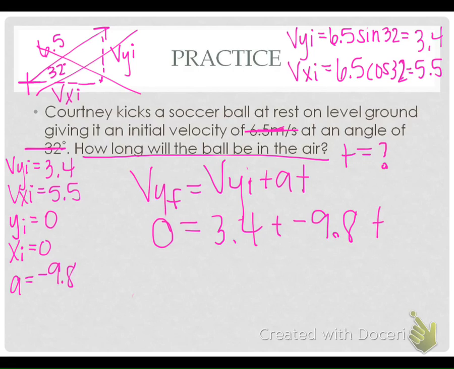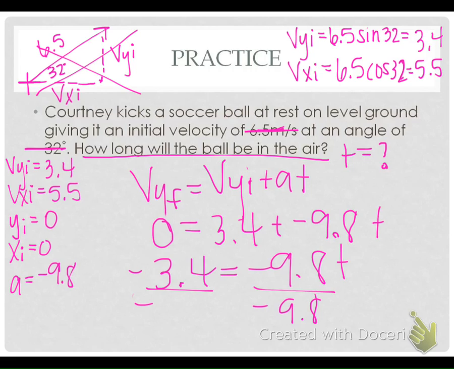So we move 3.4 to the other side. We get negative 3.4 equals negative 9.8 t. And how do we get t by itself? We divide. So time is going to be what? 0.35. However, this is the time to what point in the projectile? The middle. This is the time to peak height.